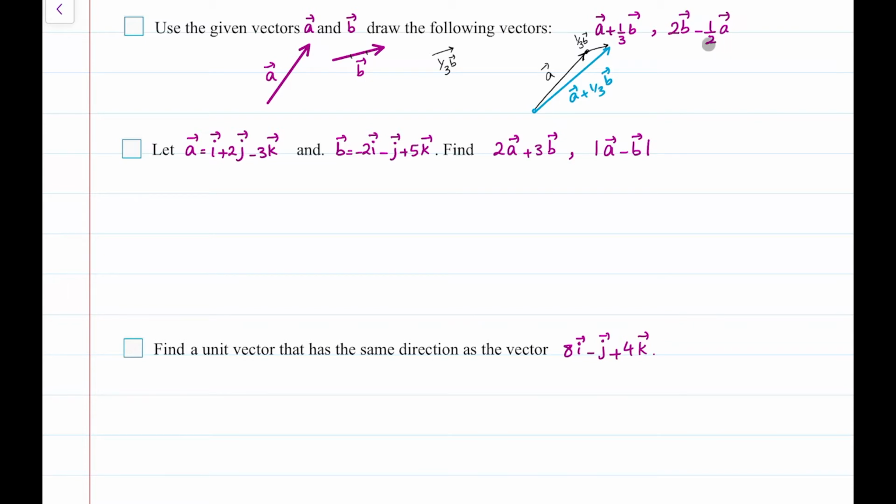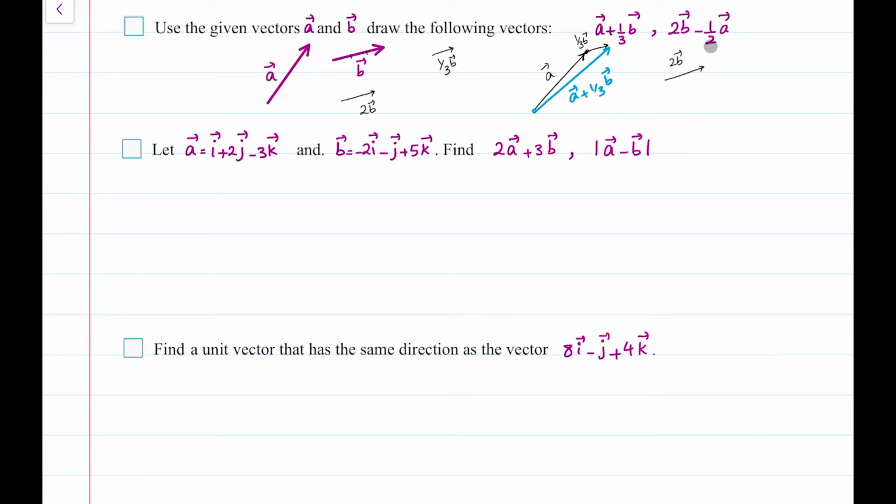2B minus 1/2 A. Okay, so I have B. 2 is a positive number that is multiplied by B, so it doesn't change the direction of B, but just the length would be doubled to 2B. So 2B would be like this. This is 2B. Okay, so I'm gonna have 2B. Oh, it is not exactly the same direction, so let me make it exactly the same direction of 2B.